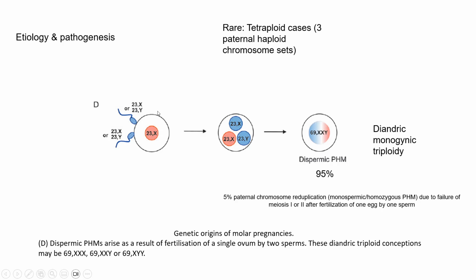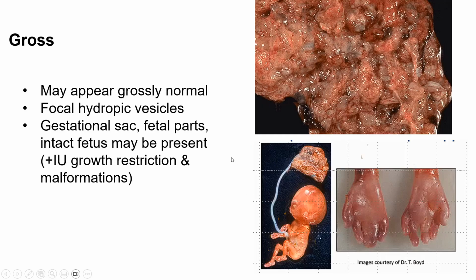Okay, so that's the pathogenesis. That's when we have two sperms fertilizing a single ovum, or a single sperm that is duplicating, and at the end, this results in a triploidy that is 69,XXY. We call this a diandric monogynic triploidy that occurs in 95% of cases, and this is dispermic in origin.